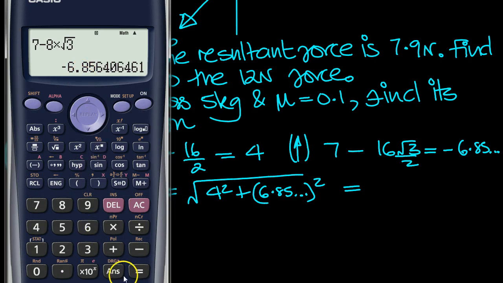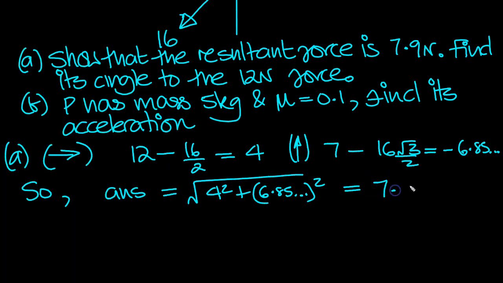So if we just square this answer, we get that, plus 4 squared, which is 16, equals. So that's in the answer now, so square root the answer then: 7.94 to 2 decimal places. Oh, 7.9, and that would be to 1 decimal place, wouldn't it? So there's what we wanted then, 7.9 newtons.